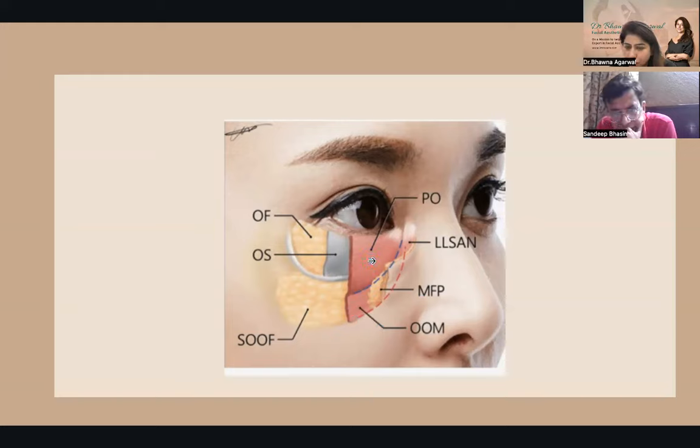And what is LLSAN? Levator labii superioris alaeque nasi, that muscle, which is the snarl muscle. You know, you snarl like this. If you're snarling, this is the muscle. LLSAN.